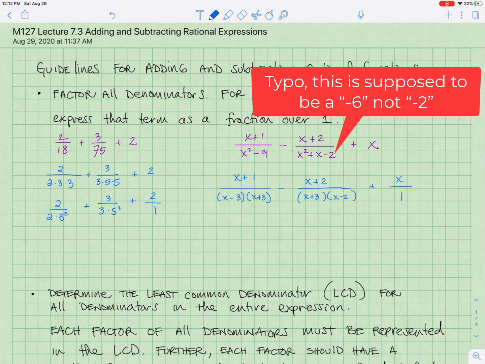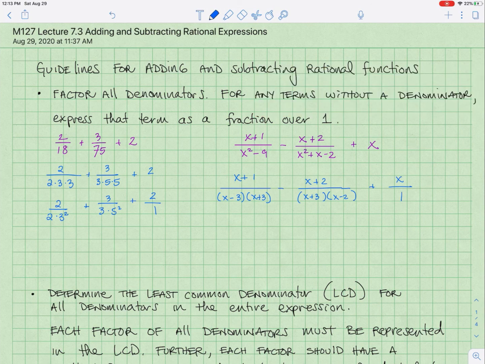So in both cases, it's pretty similar. You're going to want to factor those denominators as much as possible into its prime factors. And if you have any term that isn't starting out looking like a fraction, like this 2 or this x, then rewrite it as a 2 over 1, or in this case, an x over 1.